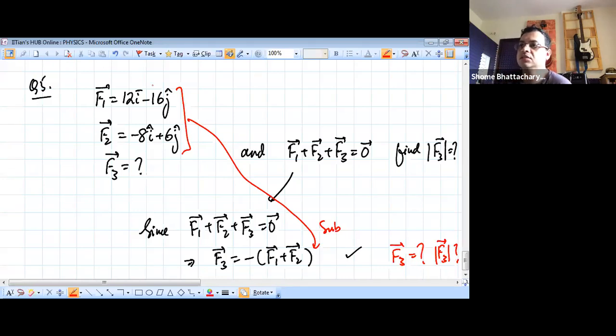Oh, my mistake. एक minute guys, I made a mistake in copying the question. This value is given as 13. Okay. This value is given as 13. Yes, F2 is minus 8 and 13.